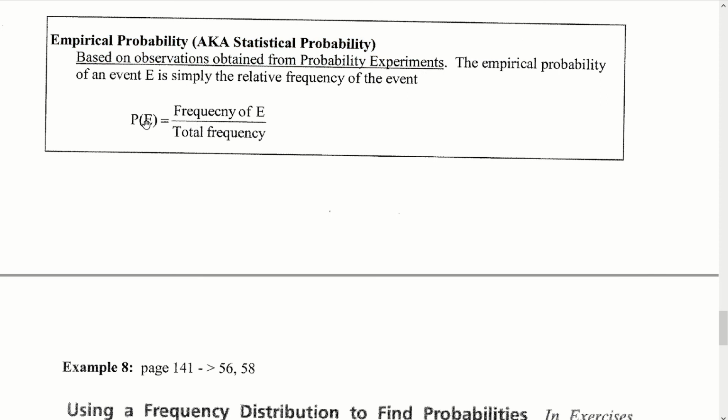In this model, to calculate the probability of an event, you simply take the frequency of the event and you divide it by the total frequency. So it's the number of times the event E occurred divided by the total number of observations.